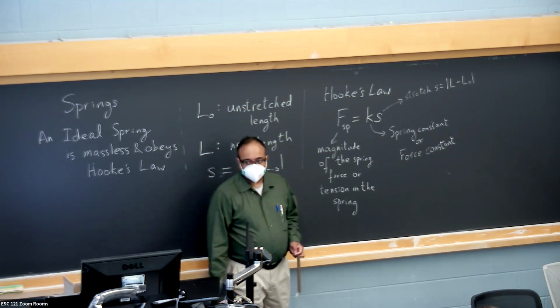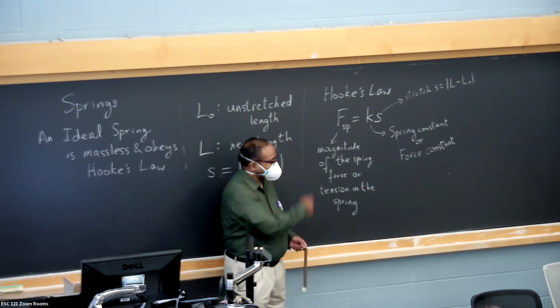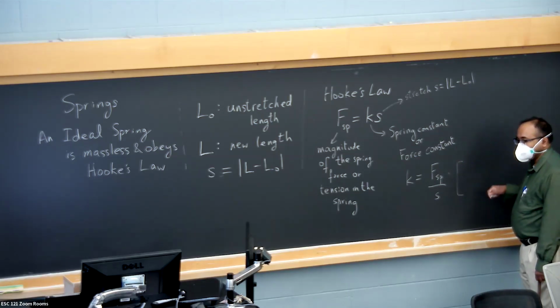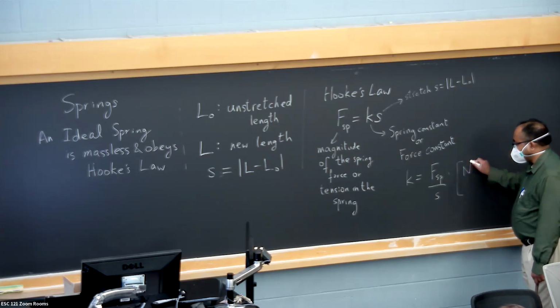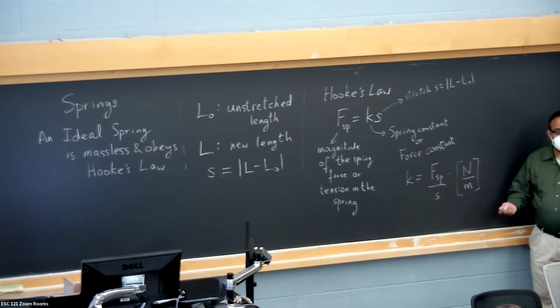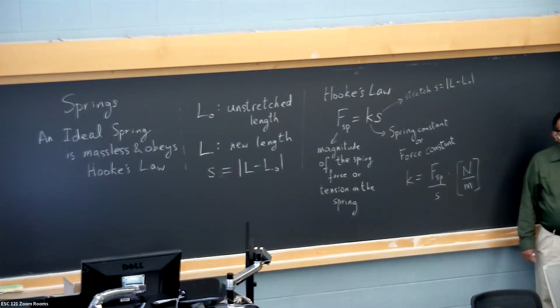Let's check the units. k here would be the spring force over S. So the units would be, what do you think? Say it louder. It's newtons over meters. Yep, that's right. Units of the spring constant would be newtons per meter. It's basically telling you how much force you need to apply to stretch the spring by so many meters. Other questions?